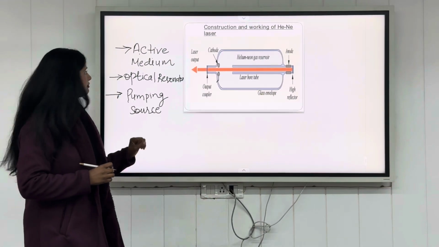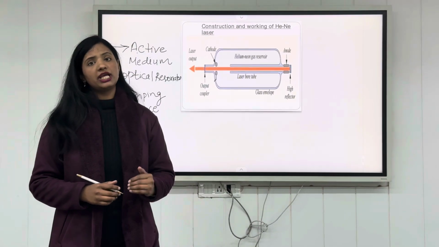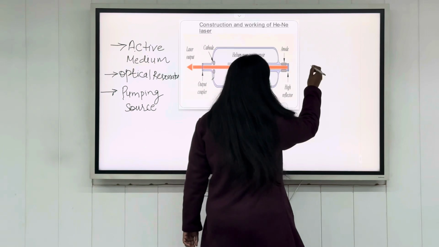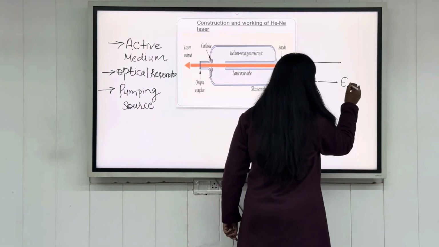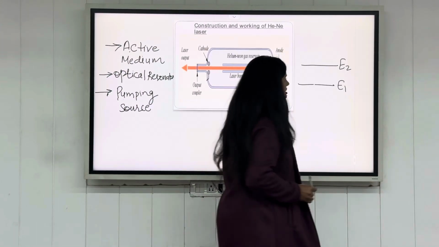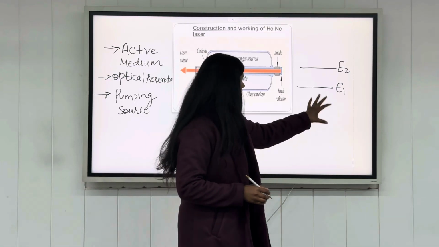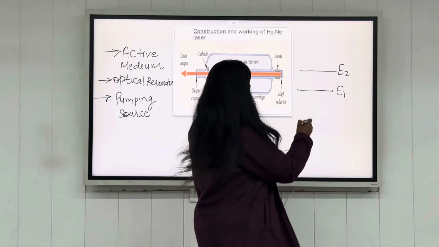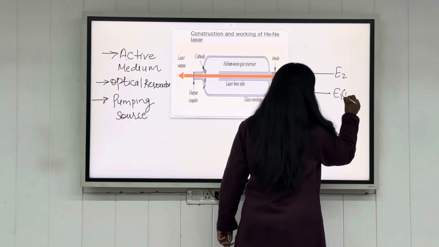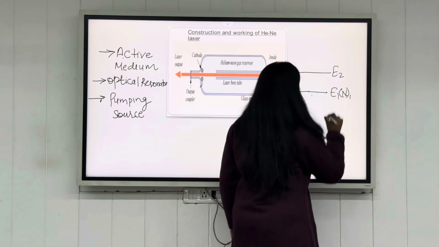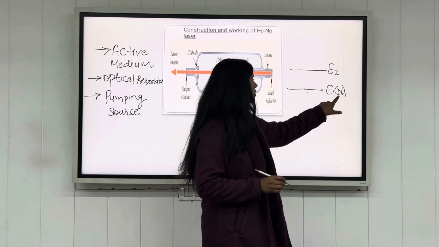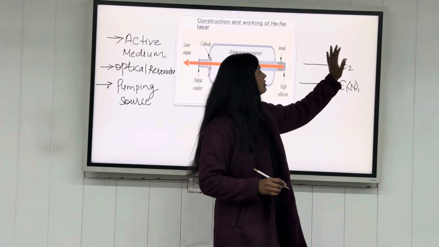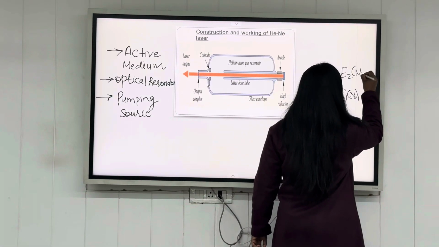pumping source. We all know that for a laser action to take place, population inversion condition is required. That is, if this is the energy level diagram of a material, this is the low energy level, this is the higher energy level, and initially the number of electrons in the lower energy state is higher than the number of electrons in the higher energy state.